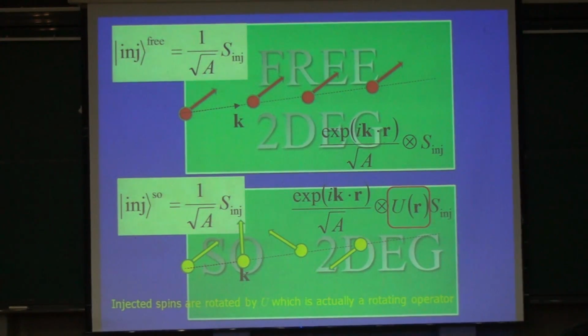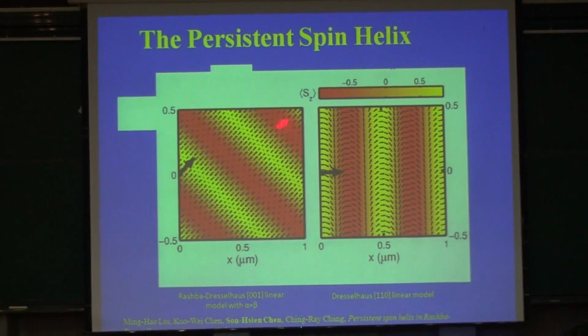From this, you will see the persistent spin helix. This was proposed by Professor Shoucheng Zhang in 2006. He proposed two ideas. One is the persistent spin helix. The other is the topological insulator. At that time, people were trying to find quantum states that are room temperature and robust, and this one is also room temperature and robust.